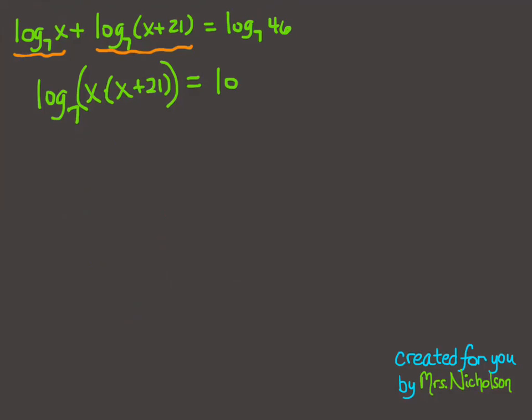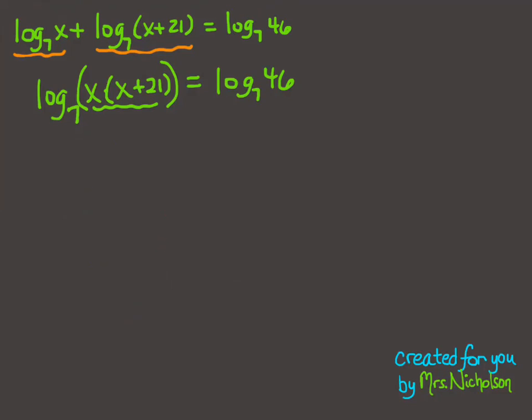And that's going to be equal to log base 7 of 46. So again, we were adding these two logs together, and remember, logs are exponents. And whenever you're adding exponents, that means that you're multiplying. And so we can rewrite this as a product.